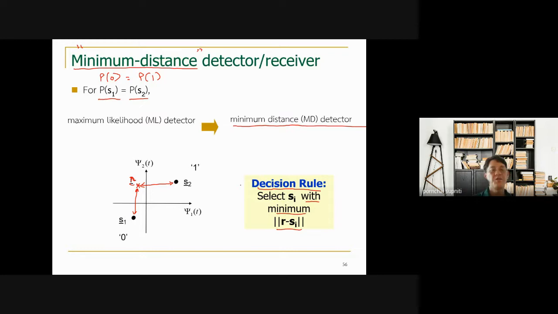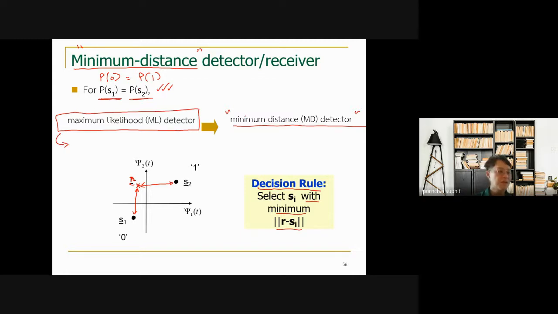Anyway, if the probability of one symbol and the other symbol is the same, then we can look at the detection as minimum distance detection. But in general, when this assumption is not met, we have a more generic detector, which is called a maximum likelihood detector.